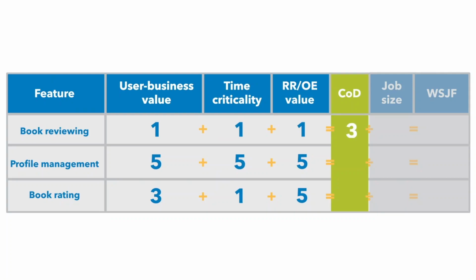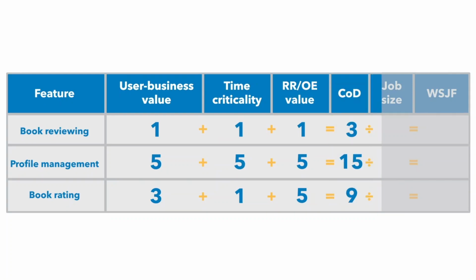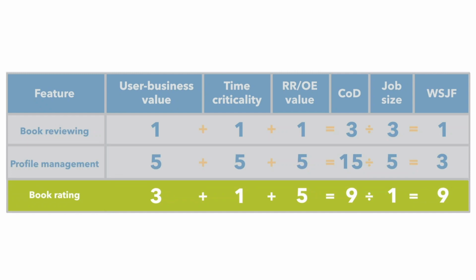Then we total these scores to arrive at the cost of delay score. The next step is to consider the job size. Book rating requires the least effort, so that receives a 1. Book reviewing and profile management require significantly more effort, so we assign those a 3 and a 5 respectively. Finally, we divide the cost of delay by the job size to calculate the WSJF. The feature with the highest WSJF is the next most important job to do.